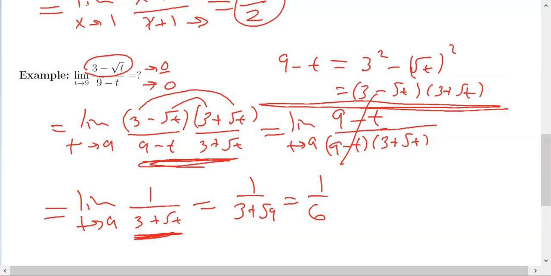So factoring, multiplying by conjugate, that's two ways that we have to try to manipulate a limit when we get a 0 over 0 form. We'll look at a few more ways.